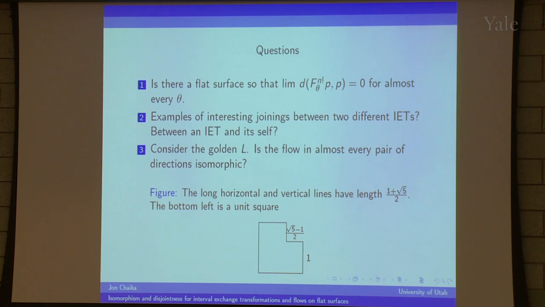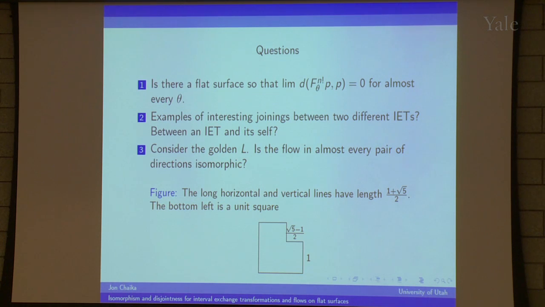The next is a vague question, but I don't think it's studied much, and I think it's a very interesting question. What are the joinings between different IETs? Two typical random IETs don't have joinings, but can you build pairs of IETs that have interesting joinings? And in particular, what about an IET with itself? What kind of self-joinings can it have? This second question about self-joinings of an IET is related to a criterion of Veech for when a process is prime, that is, has no measurable factors, no simple pieces. And that's another open question about IETs, whether they're prime.